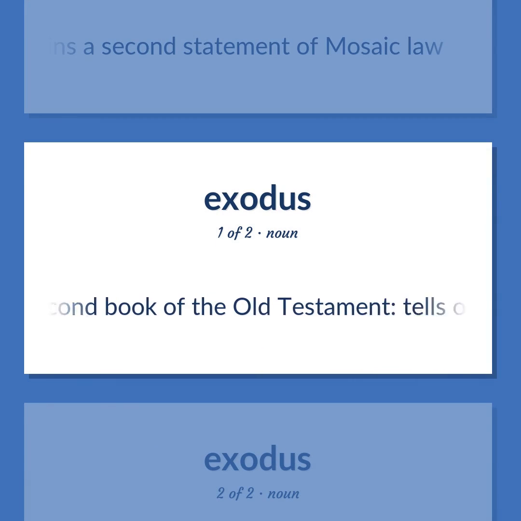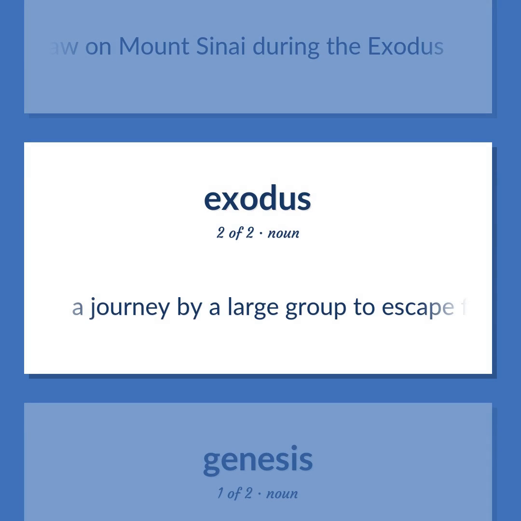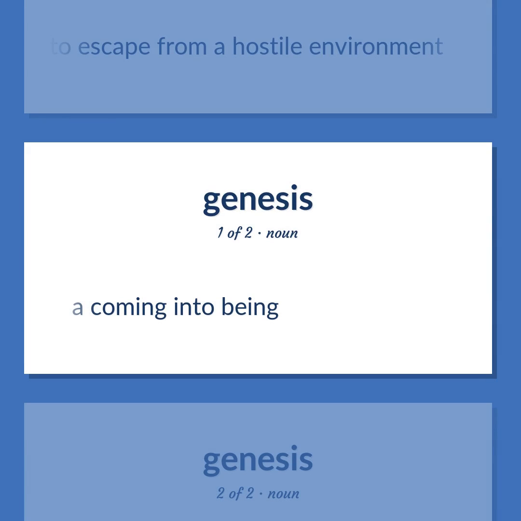The second book of the Old Testament tells of the departure of the Israelites out of slavery in Egypt led by Moses. God gave them the Ten Commandments and the rest of Mosaic law on Mount Sinai during the Exodus. A journey by a large group to escape from a hostile environment. A coming into being.